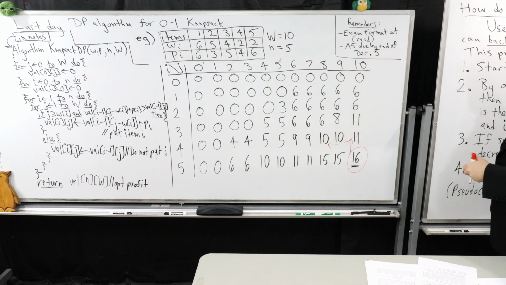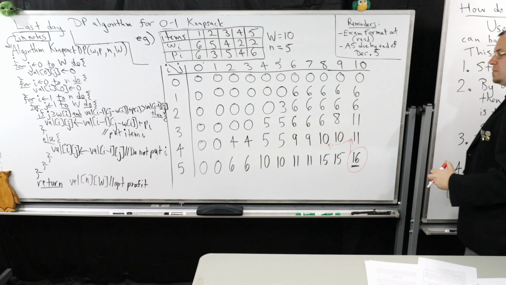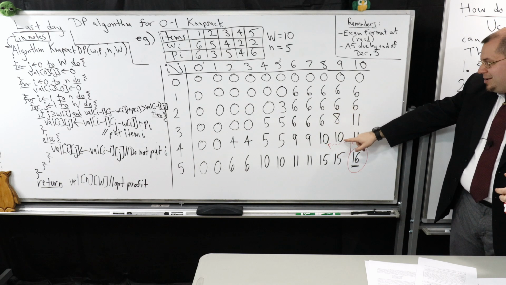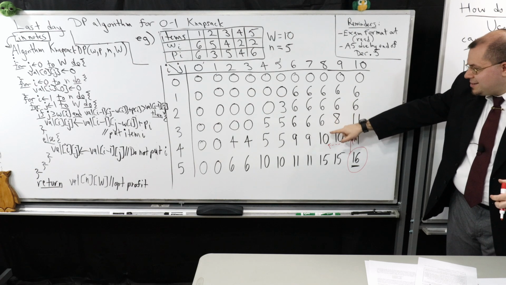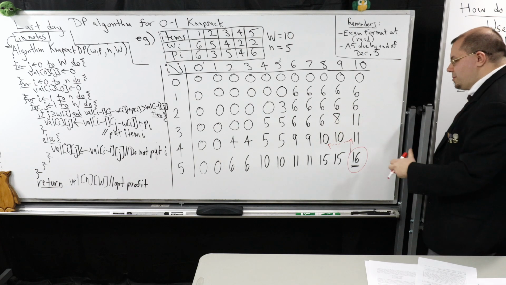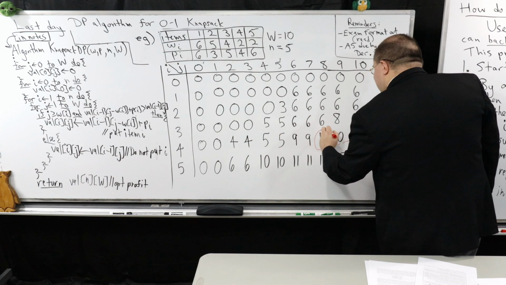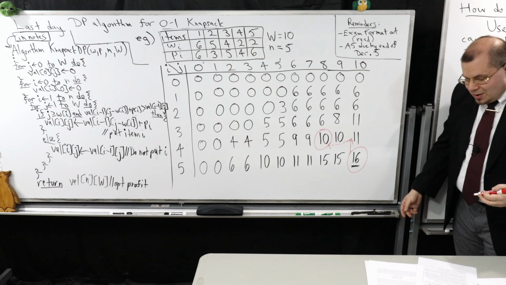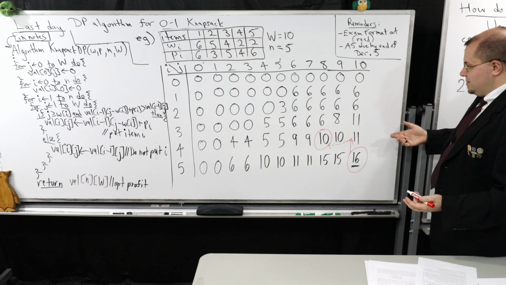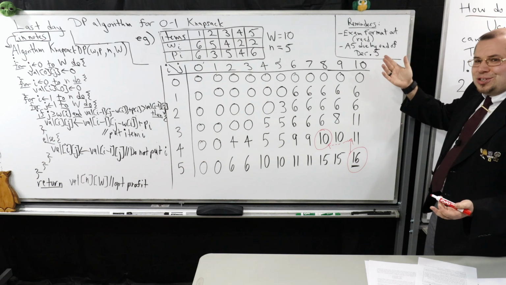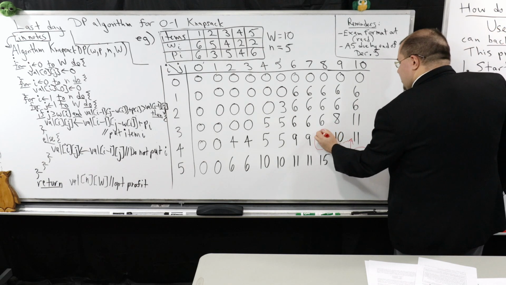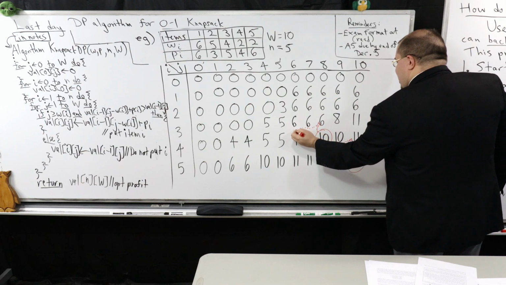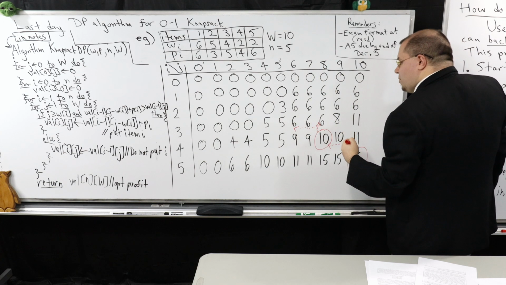And now I'm right here. So now I'm considering this 10 right here. I look at 10 and I look at the entry just directly above it, which is 6. They're not equal to one another. So we know right away that item 4 is going to be in our knapsack. What's the weight of that? Well, it's also 2, right? So I'm going to decrement i by 1, then decrement j by 2 because the weight of item 4 was 2.